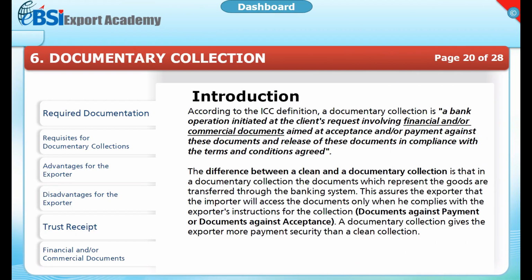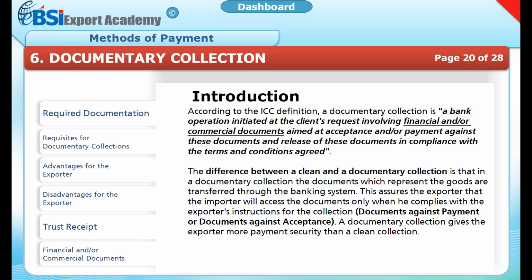Documentary collection. According to the ICC definition, a documentary collection is a bank operation initiated at the client's request involving financial and/or commercial documents aimed at acceptance and/or payment against these documents and release of these documents in compliance with the terms and conditions agreed.